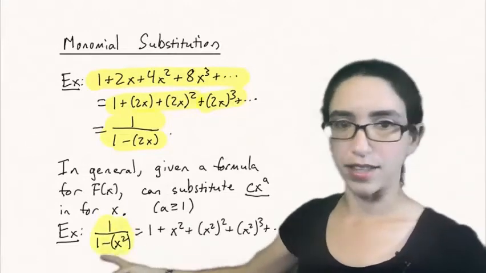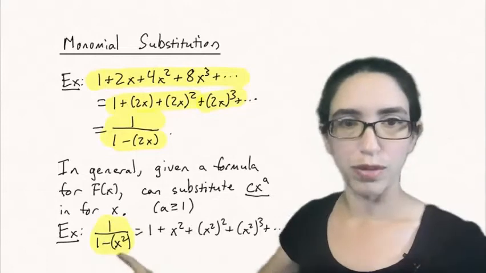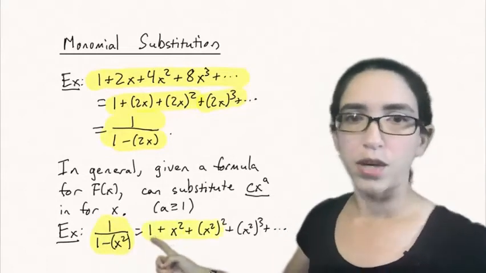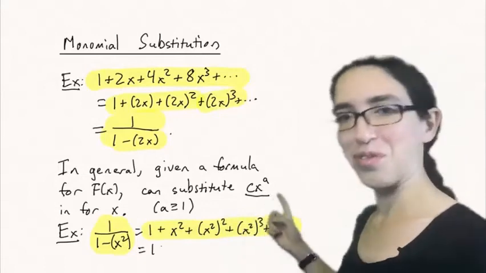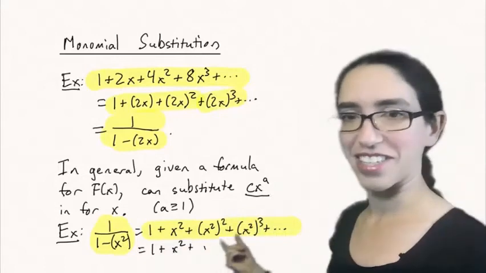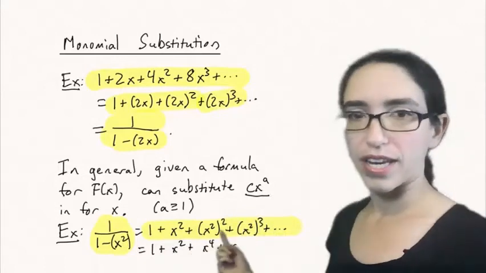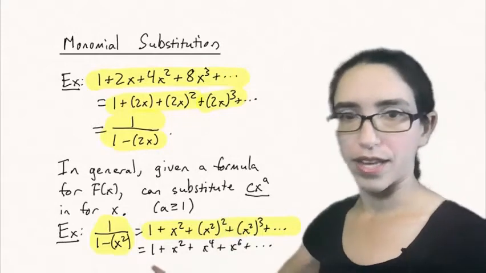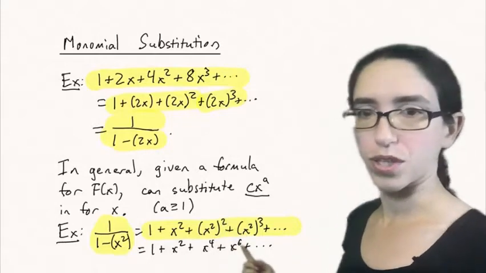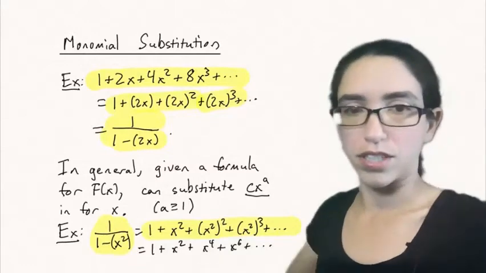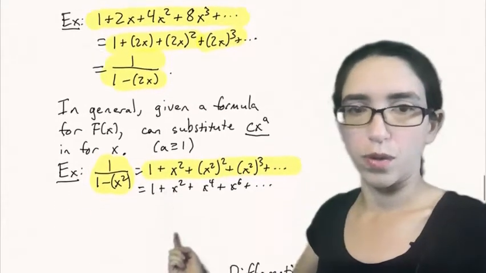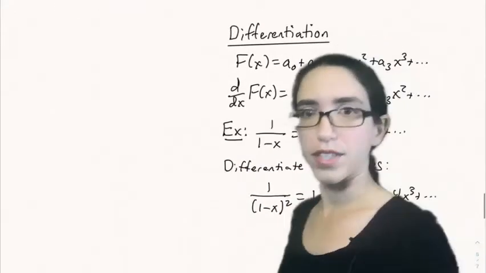example. Say we take that geometric series formula and we plug in x squared for x. Well, now it's 1 plus x squared plus x squared squared plus x squared cubed, etc., because I just put x squared as the new base. But then expanding out these exponents, we know that that's 1 plus x squared plus x to the fourth plus x to the sixth, all the even powers of x. And that's the generating function of the sequence 1, 0, 1, 0, 1, 0, 1, 0, etc.